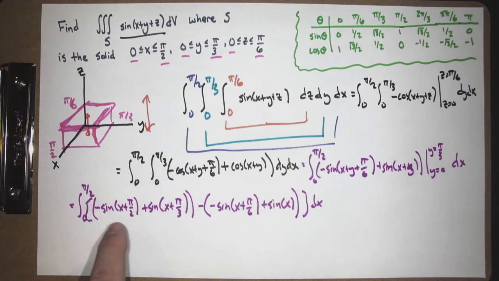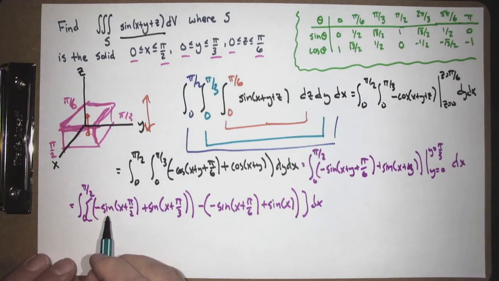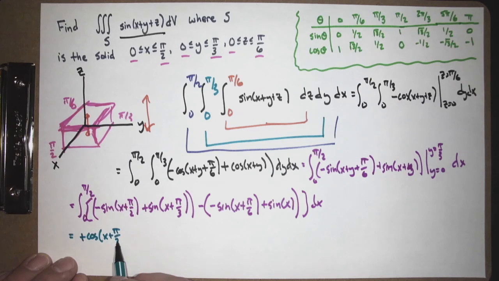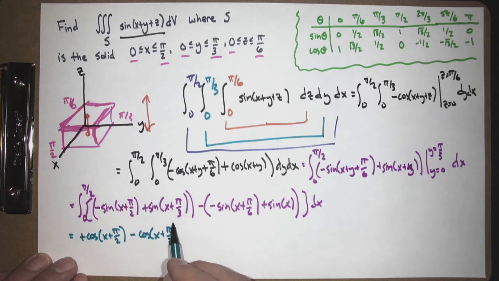Now, we really can't combine anything because nothing combines. So, we get to integrate. Okay, integral of sine, negative cosine, and I think we can all trust each other. So, integral of negative sine will become negative positive cosine, x plus pi over 2, minus cosine, x plus pi over 3.